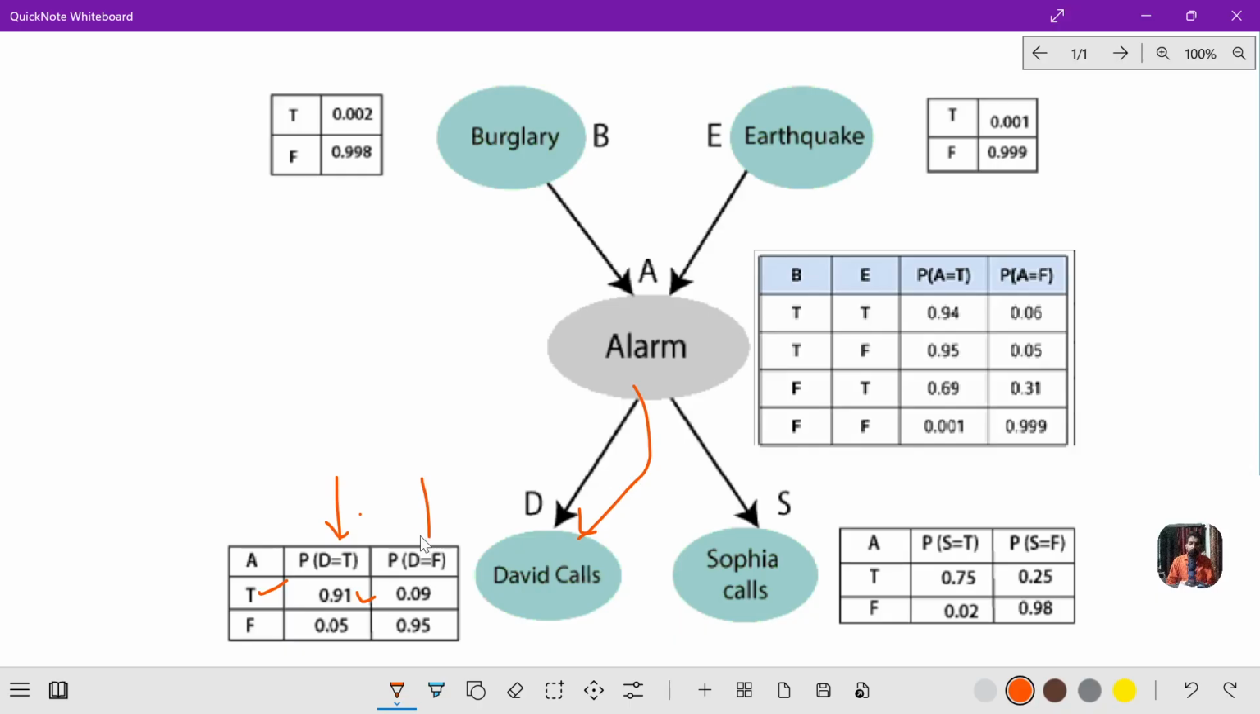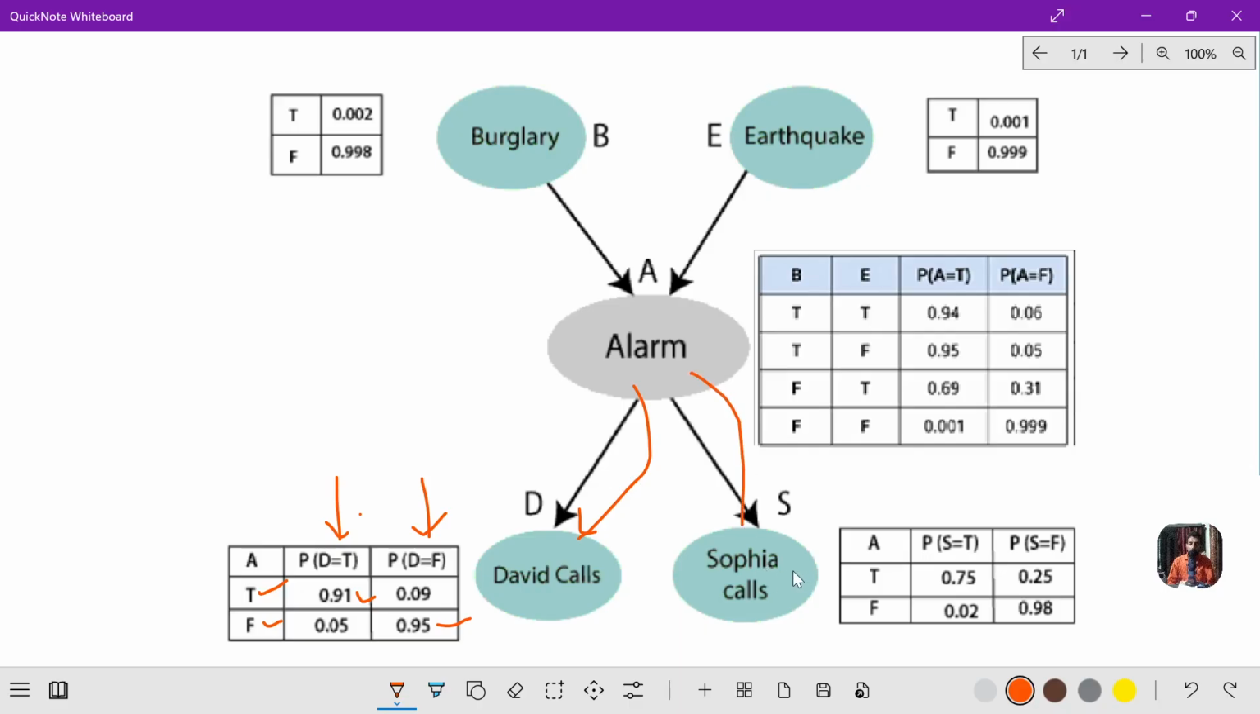Now what is the chance of getting false? Even though the alarm is going on, true, unfortunately we may have some negative consequences also. So the thing could be a false information, very minor, 0.09. Just subtract 1 minus 0.91, which is equal to 0.09. And when there is no alarm, the probability of David calling is 0.05, so false is 1 minus 0.05, which is 0.95.